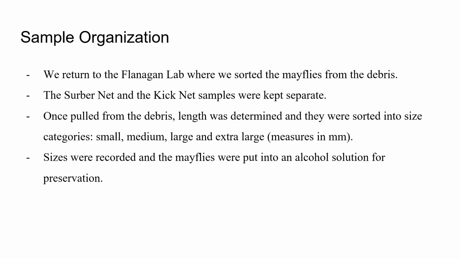So when it came to organizing the samples, we would return to the Flanagan lab where we sorted the mayflies from the debris, such as sticks, leaves, anything that ended up in the kick net or the serber net. We kept the serber net and the kick net sample separate, and then once the debris was removed, the length of each mayfly was determined, and they were sorted into size categories, such as small, medium, large, and extra large. And this was measured in millimeters, and we will go into depth about how we decided each mayfly category would be sorted.